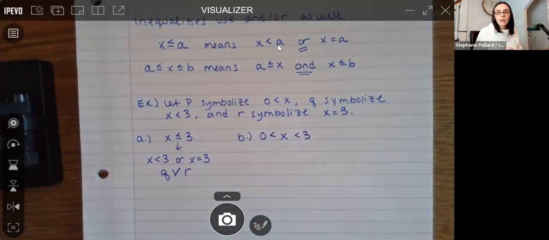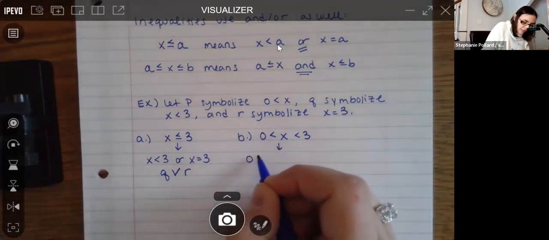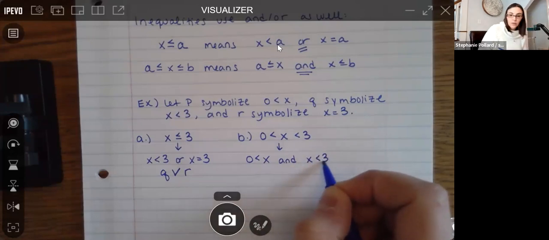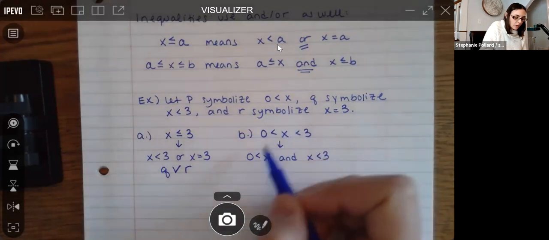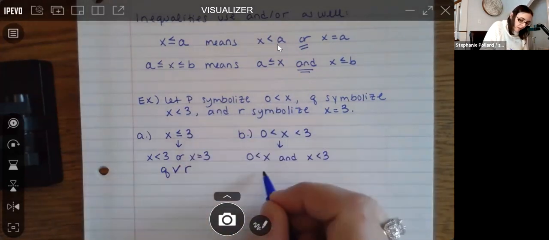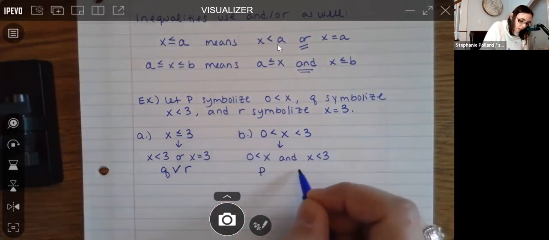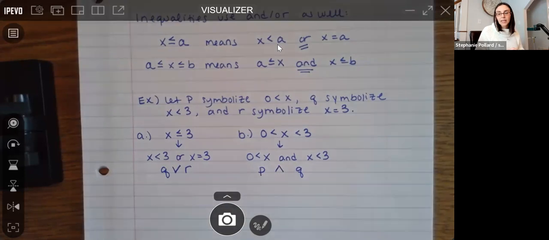Let's try another one. x is between 0 and 3. So what we're saying here really is that 0 is less than x, and also x is less than 3. So I need both of these things to be true. So 0 is less than x is represented by P, x is less than 3 is represented by Q, and I have an and statement here. So it's the upside down V.